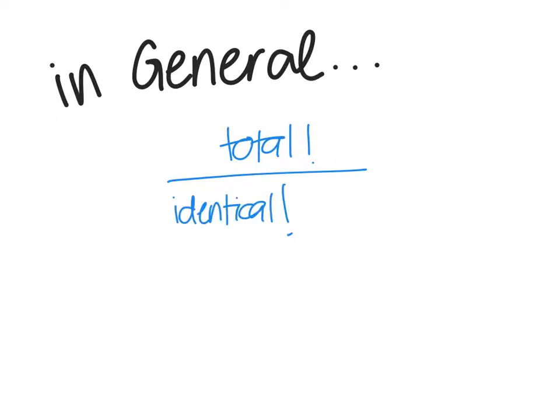So in general, when you're working with arranging items that have identical terms, you put your total number of items in the numerator, take the factorial of it, and then divide by the number of items that are identical, factorial. And of course, if you have more than one identical item, you can just continue and put them in the denominator.